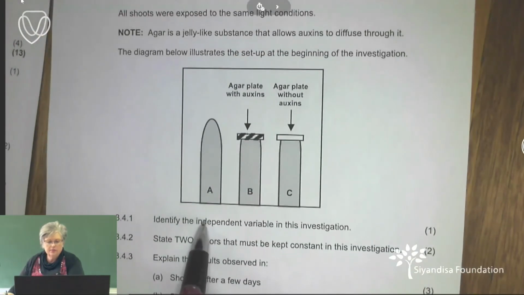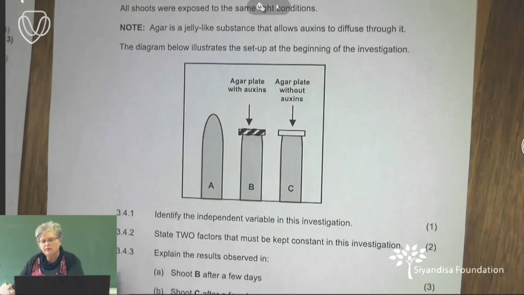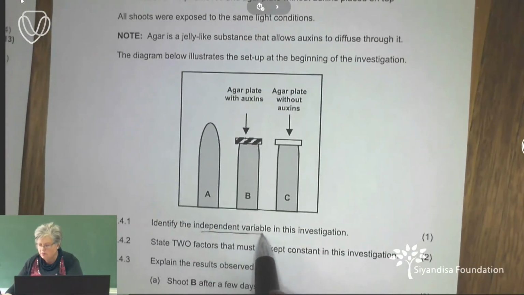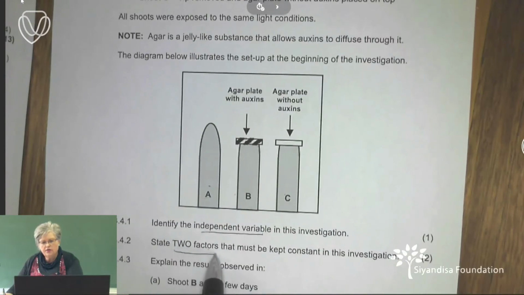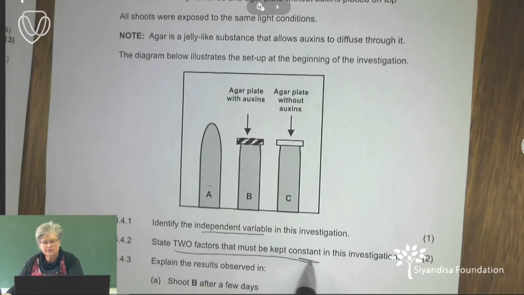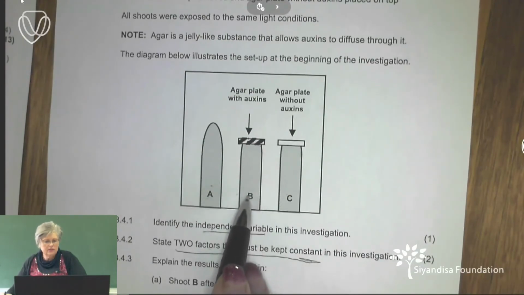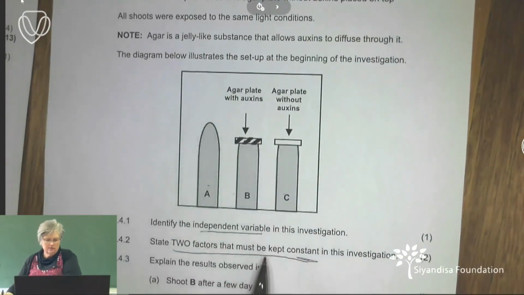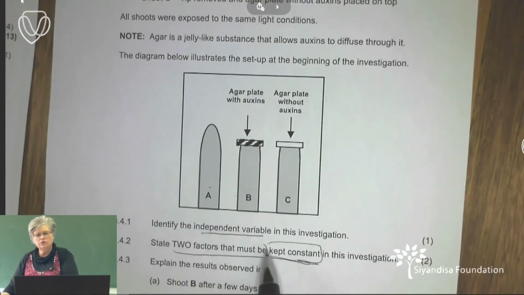The independent variable is what I control. The dependent is what's happening. The independent is what I control. So what is the independent variable? The treatment of the shoots, the different ways they were treated. State two factors that must have been kept constant during this investigation. We must use the same type of plant. They must be grown in the same environment. The tips must be removed at the same length. So everything that you keep constant is things that you did to make the experiment and the control the same.